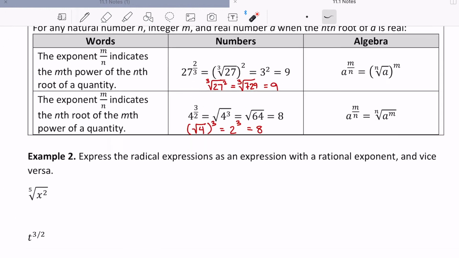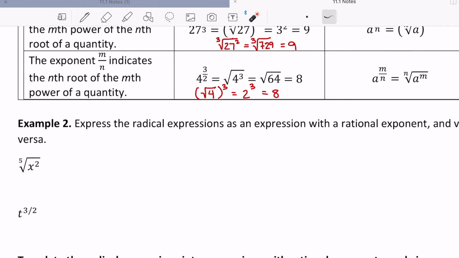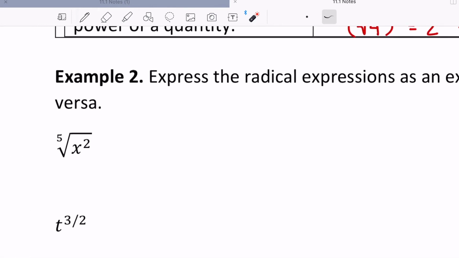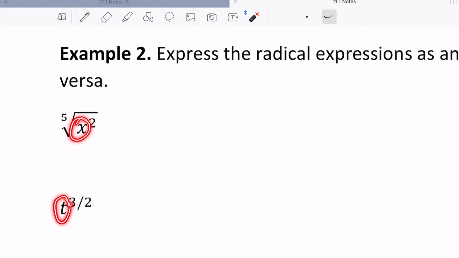Now, looking at example 2, it says express the radical expressions as an expression with a rational exponent and vice versa. So for these examples, we do have variables, okay? There's no difference. It works the same way. So given the fifth root of x squared, I'm going to take the root and move it down into the denominator, creating a rational exponent. So this becomes x to the power of 2 over 5. Okay, your root is the denominator in a rational exponent.